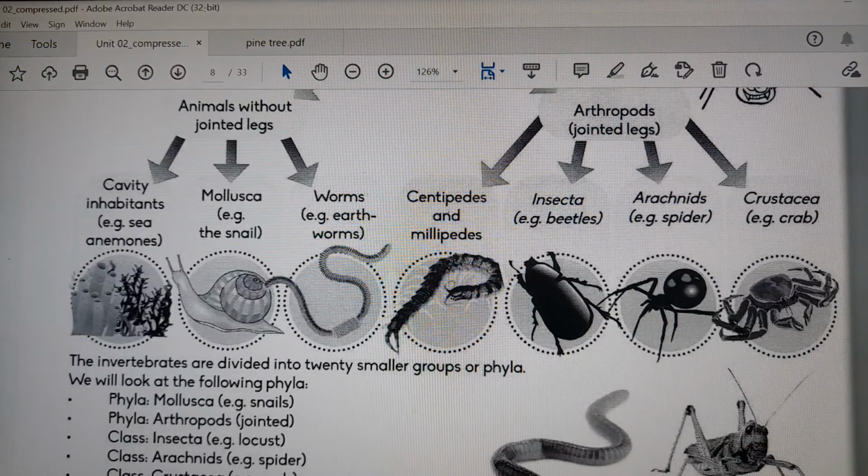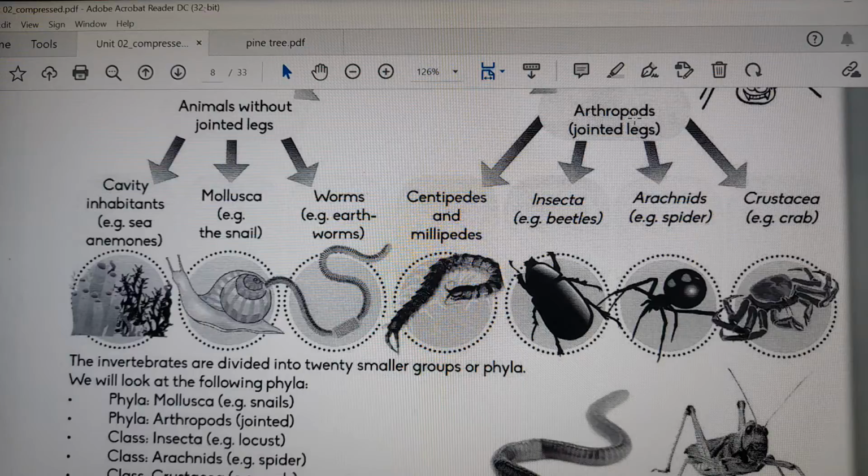Now let's look at each of these two groups. The animals without jointed legs are grouped into three. First, we have cavity inhabitants, for example sea anemones, and we have mollusca, for example snails, and we have worms, for example earthworms. Sorry, these ones don't have jointed legs. These are animals without jointed legs: cavity inhabitants, mollusca, and worms.